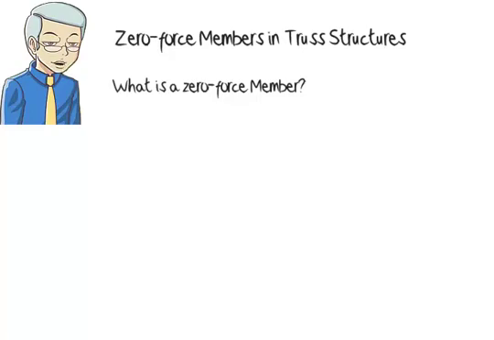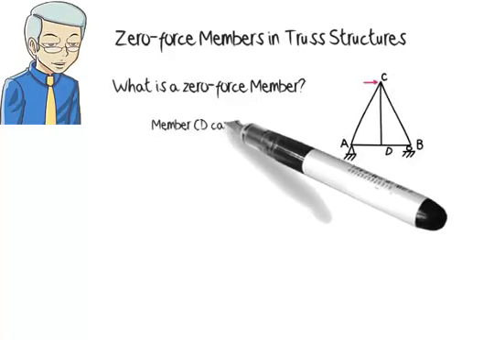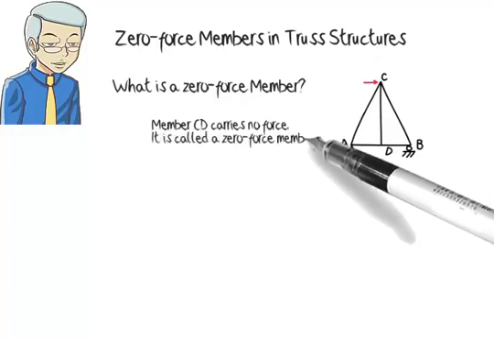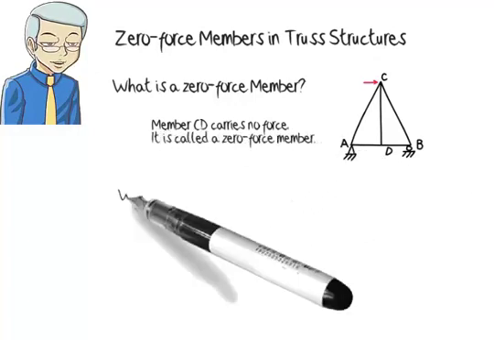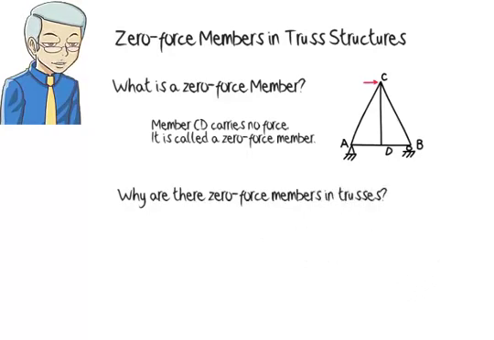When analysing trusses, we may come across members that carry no force. These are called zero-force members. Why are there zero-force members in trusses? Naturally, one might question the rationale for having such members in a structure. If a truss member does not carry any force, why have it in the first place?